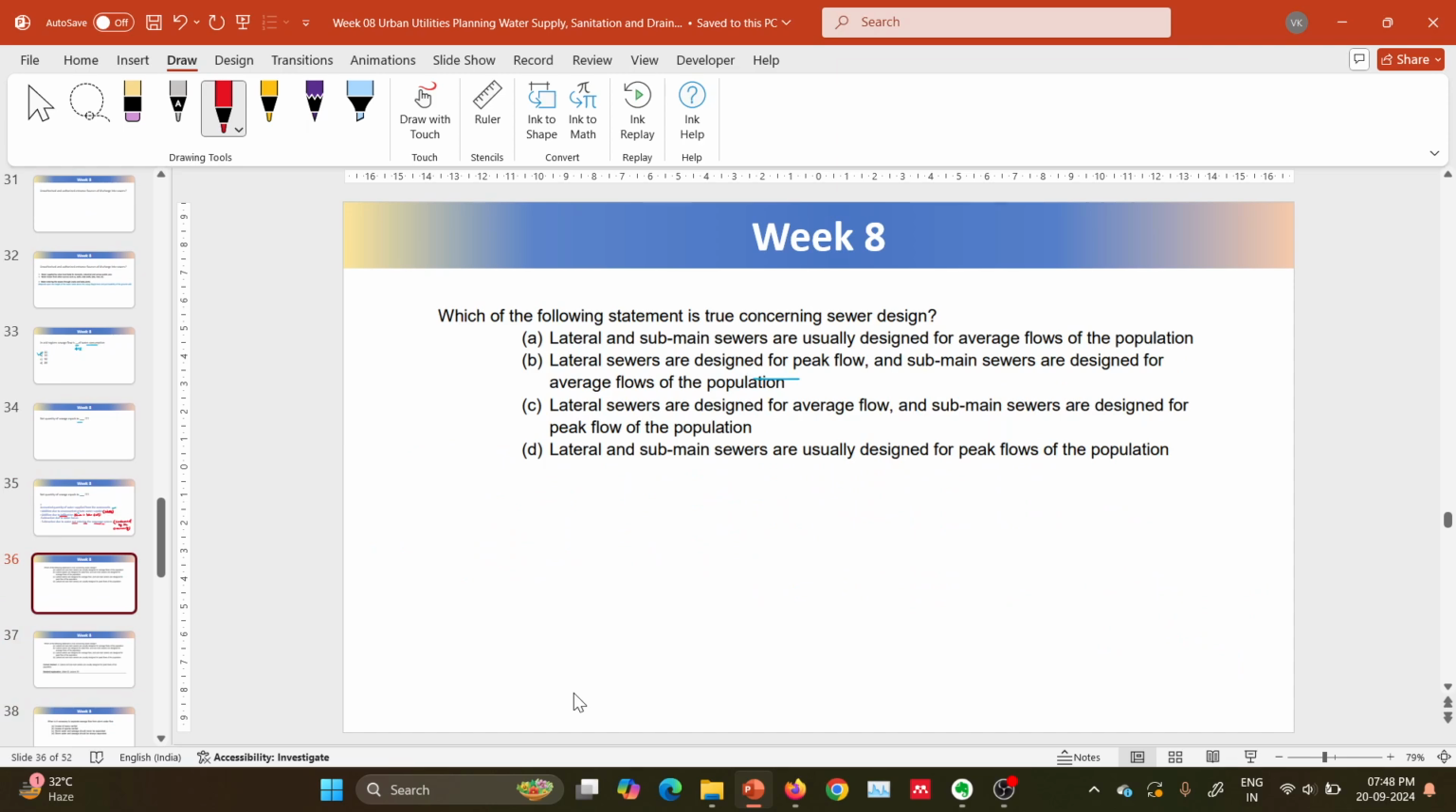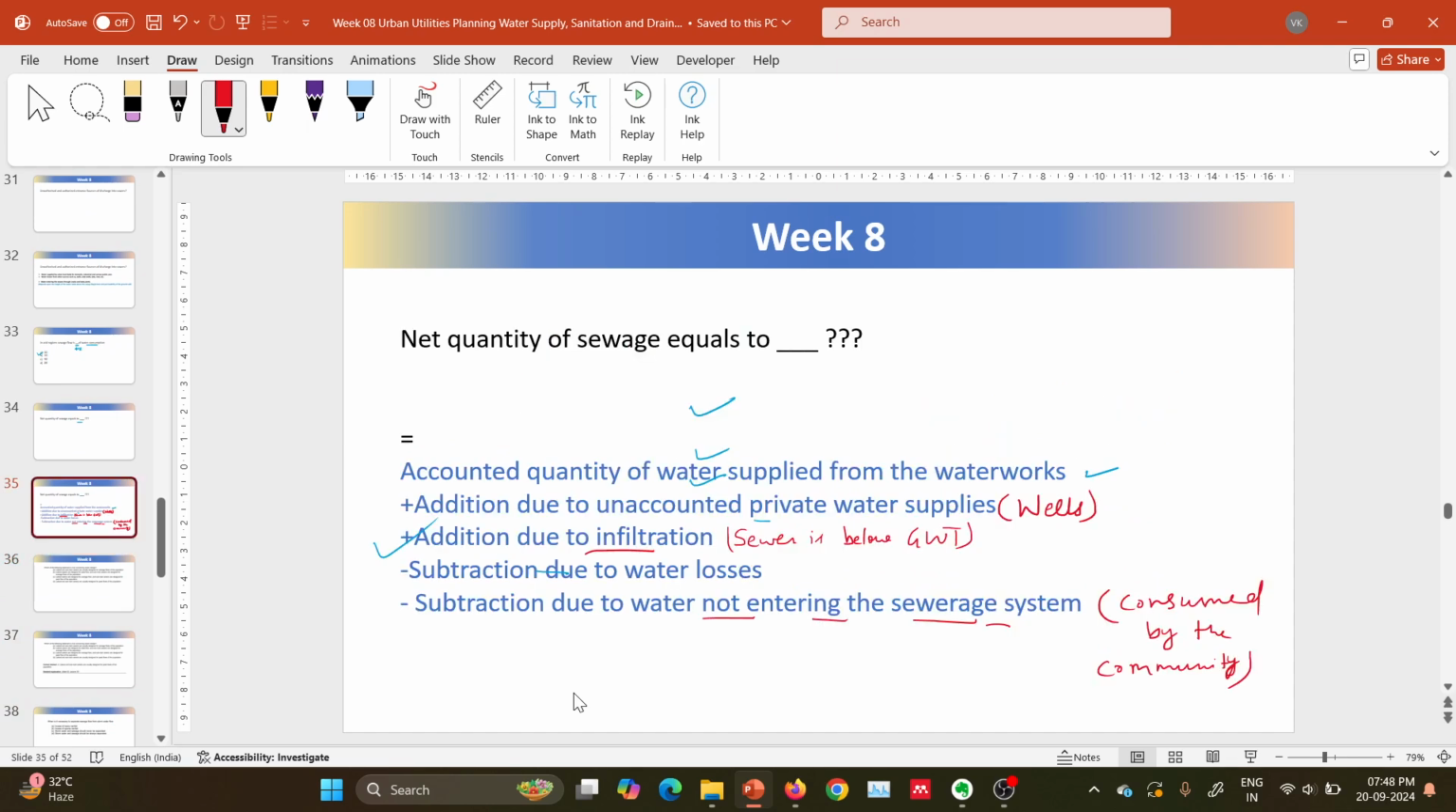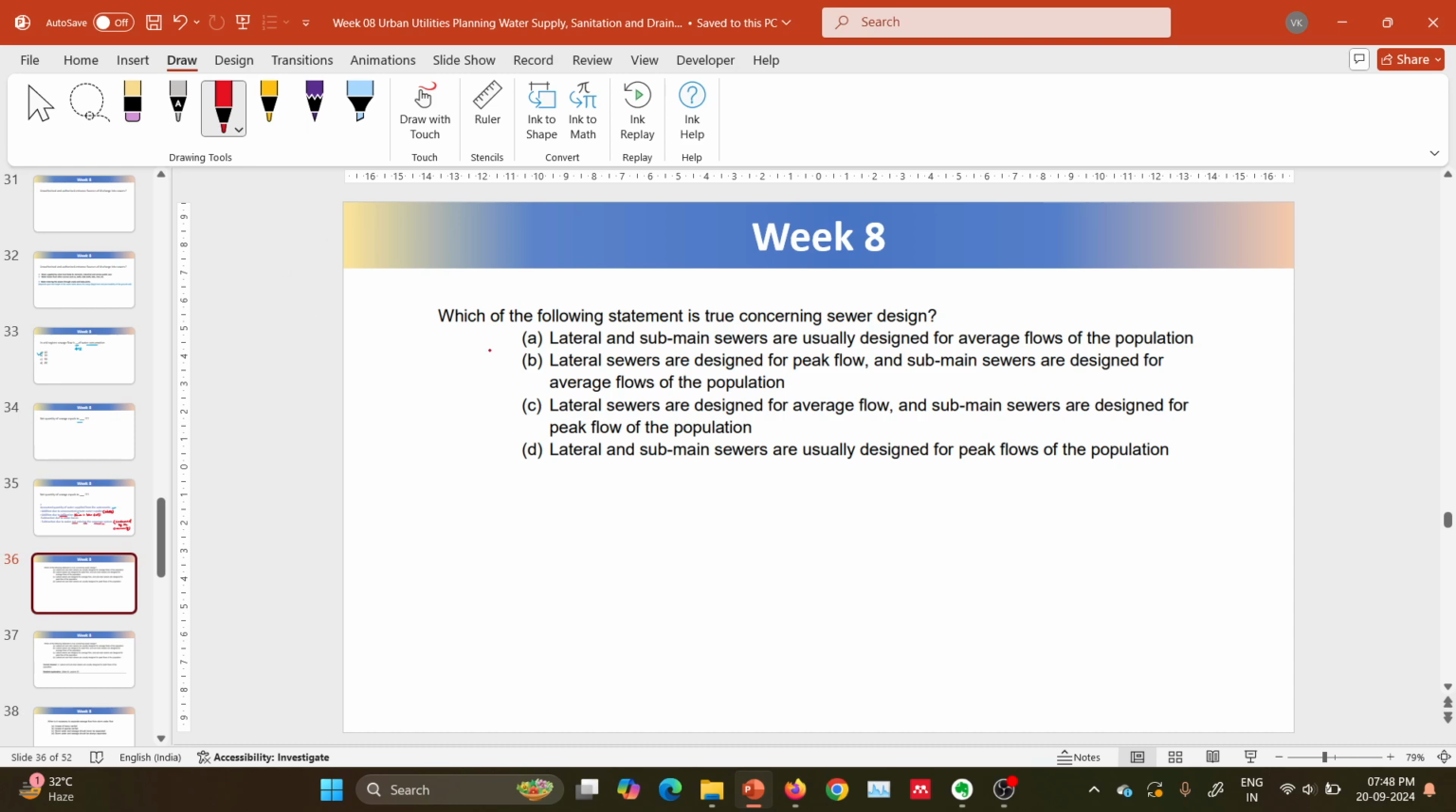Which of the following statements is true concerning sewer design? Lateral and submain sewers are usually designed for average flows of the population. Lateral sewers are designed for peak flow, and some main sewers are designed for average flows. Lateral sewers are designed for the average flow, and some main sewers for the peak flow. Lateral and some main sewers are usually designed for the peak flow of the population. So this D1 is correct. All sewers are designed for the peak flow.